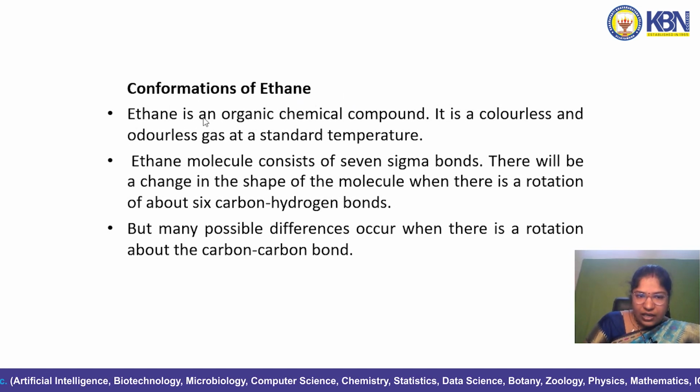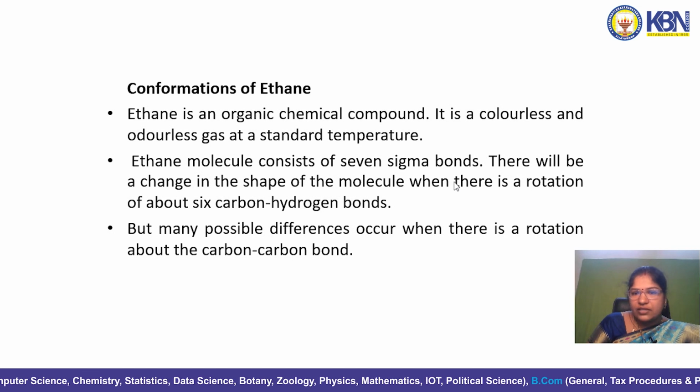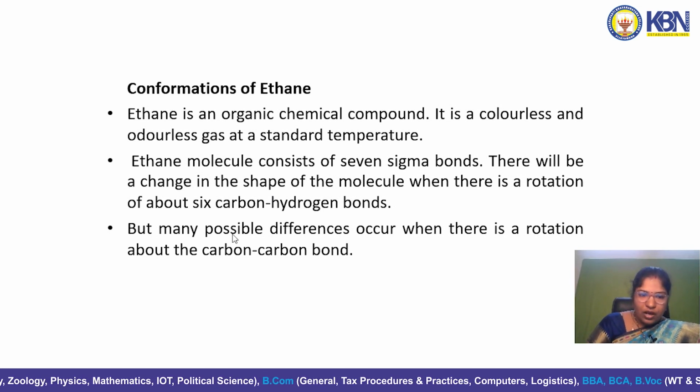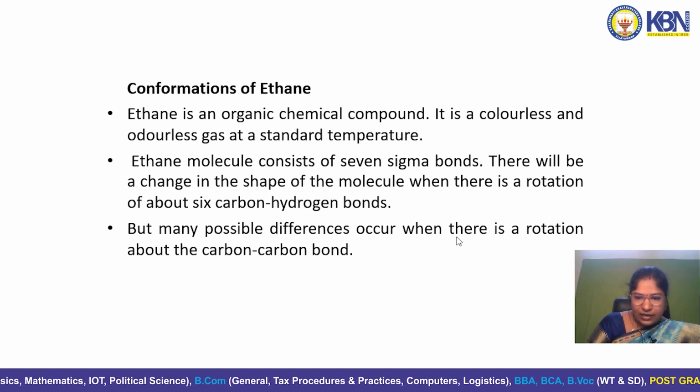Conformations of ethane. Ethane is an organic chemical compound. It is a colorless and odorless gas at standard temperature. The ethane molecule consists of 7 sigma bonds. There will be a change in the shape of the molecule by the simple rotation of the carbon-carbon single bond. Many possible differences occur when there is a rotation about the carbon-carbon bond.